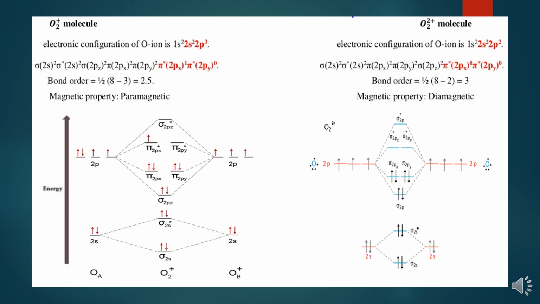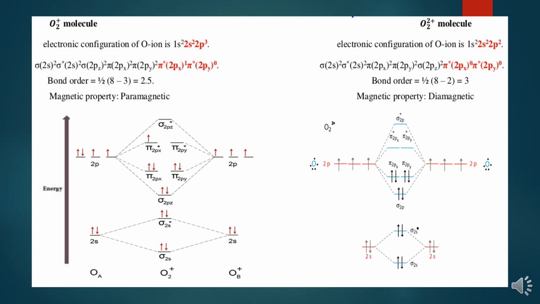Next we will see how to draw molecular orbital diagrams for O2 positive and O2 2 positive. These are 2 cationic species formed by oxygen molecules, and for these species, O2 positive, which is 1 electron less than O2, will now have 15 electrons, and O2 2 positive will have 14 electrons, just equivalent to the N2 molecule. So here you can see how to draw their diagrams.